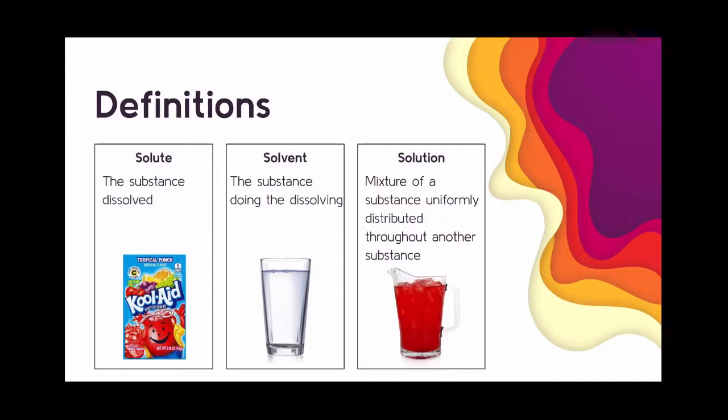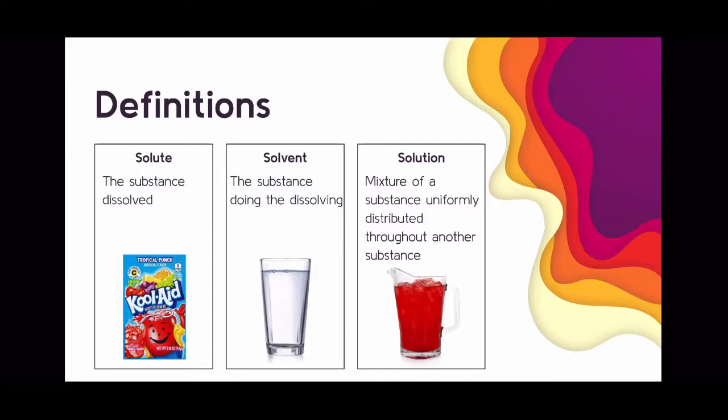A solute is the substance that is being dissolved into a solution. Solvent is the substance that is doing the dissolving. And a solution is a mixture of a substance that is uniformly distributed throughout another substance. Uniformly distributed means that it is equally spread out through the solution.